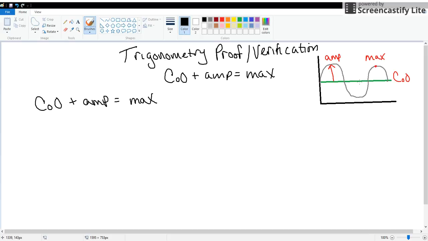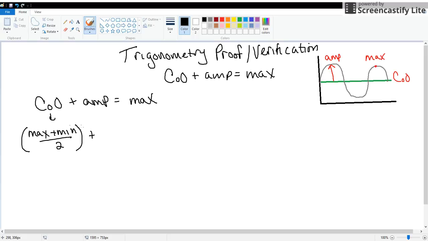So sort of using that definition that I just gave you, we're going to substitute in the fact that the center of oscillation is equal to the average of the maximum and the minimum value of that function. Okay. And then similarly, we're going to substitute in the fact that the amplitude is equal to half the distance between the maximum and the minimum, right?